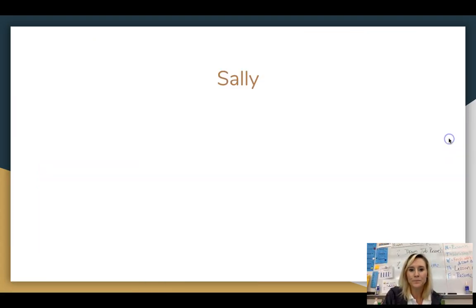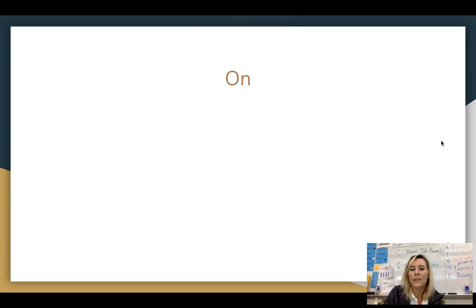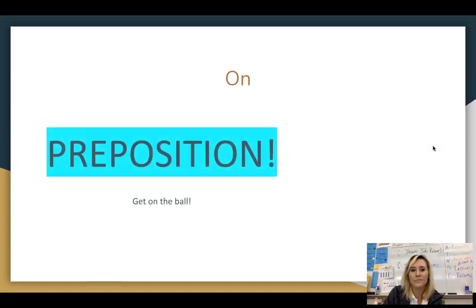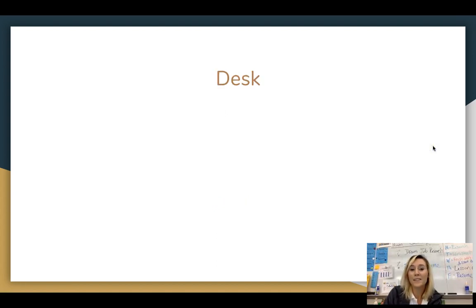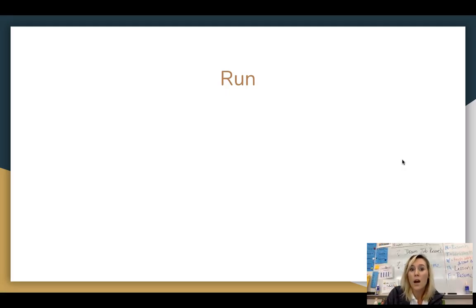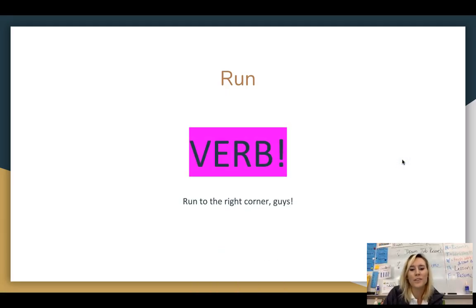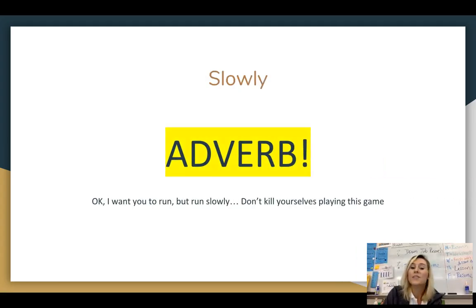All right, ready? What is Sally? It's a noun. Sally is a person. What is on? On is a preposition. Get on the ball. What is desk? Desk is a noun. It's a thing. You can touch it. What is run? Run's a verb, of course. Run to the right corner. Slowly. Slowly is an adverb. Okay, I want you to run, but slowly.